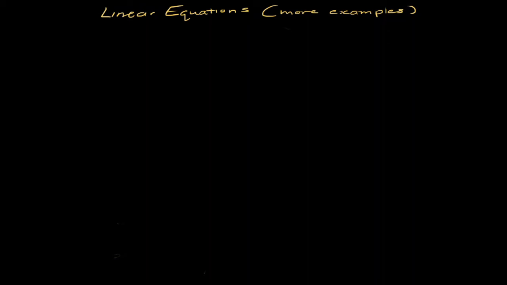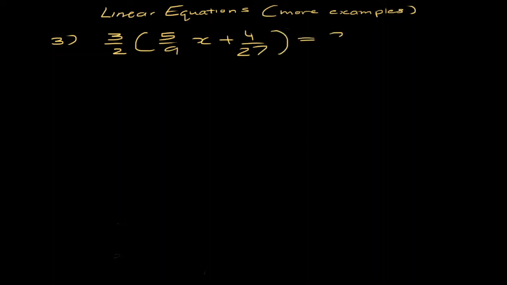So we're doing, I guess this was number 3 then. Let's do 3 over 2 times 5 over, I don't even know where the question went. There we go. 5 over 9 x plus 4 over 27 equals 3. So this looks a little more intimidating than the ones we've done, but it's the same.